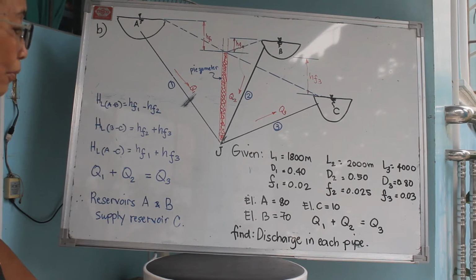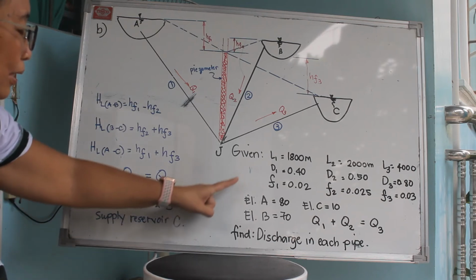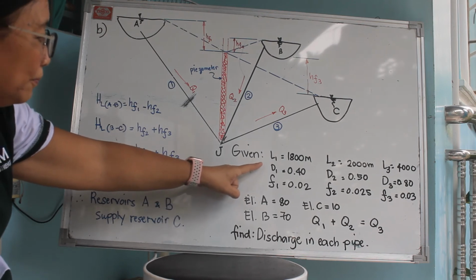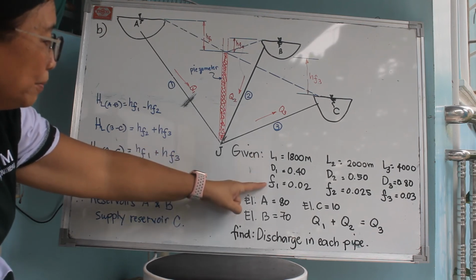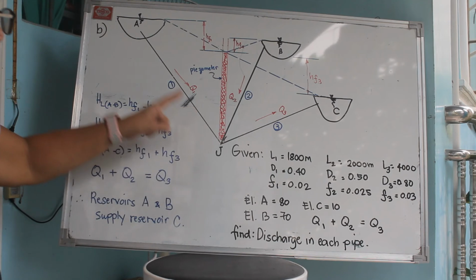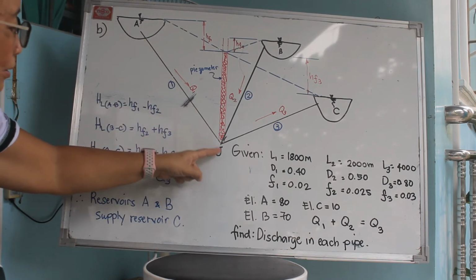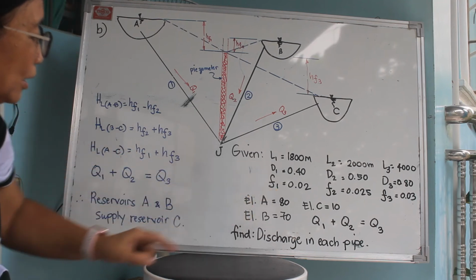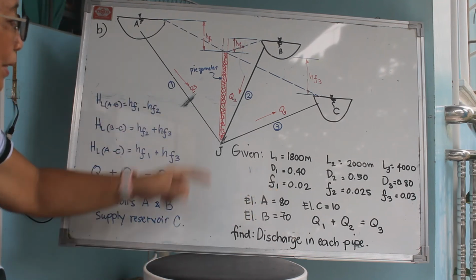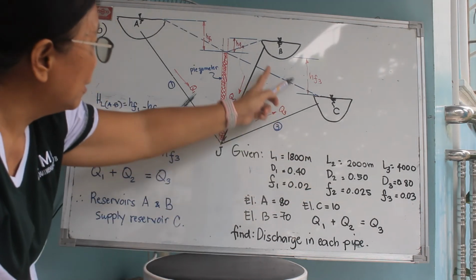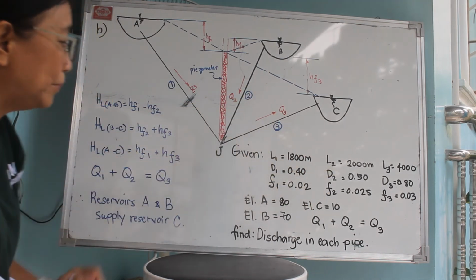Okay? Now applying these principles, let's have a problem. Okay? So the lengths and diameters of the pipe connecting reservoir A to the junction, as well as the friction factor at pipe 1 are given. Ganon din para sa pipe 2 and then pipe 3.